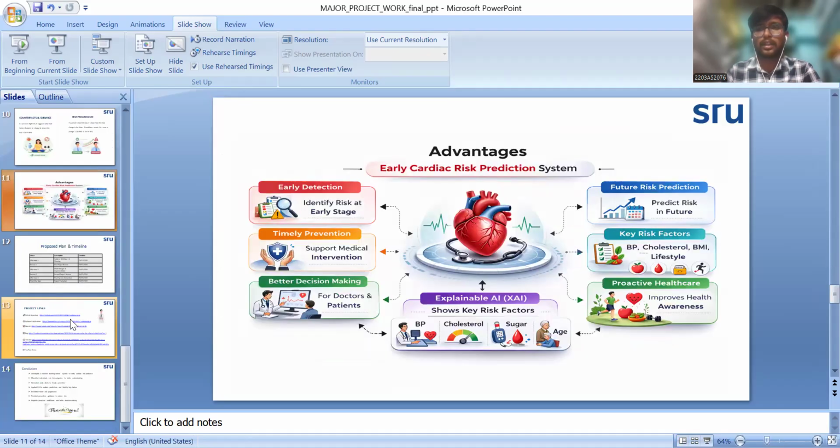And the advantages of the project are that it helps in early detection, timely prevention, and better decision making. We use explainable AI to show the key factors that affect proactive healthcare, key risk factors, and future risk prediction.